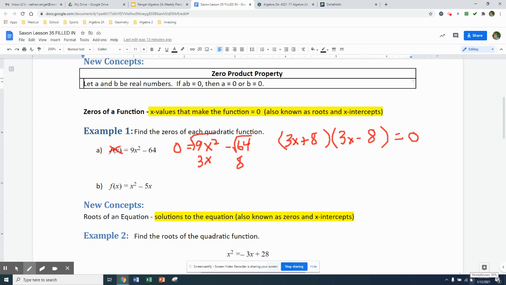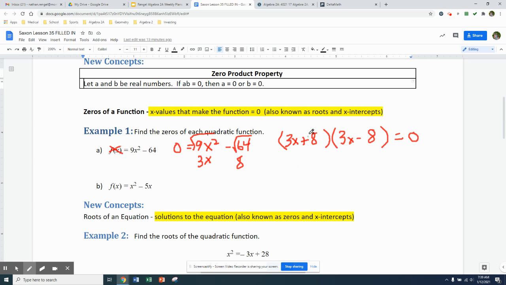So when you're looking to factor, you're first checking out how many terms does my quadratic have, and then that's going to determine how I factor it. So here are 2 terms. It's a difference of squares. It's going to factor into those 2 binomials.